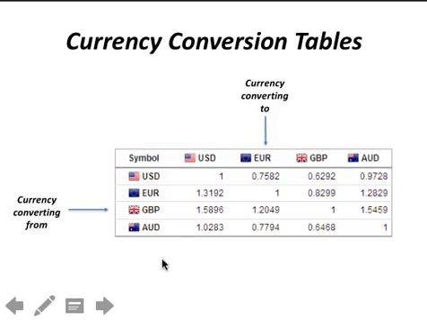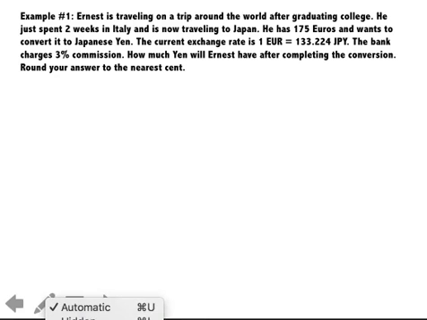And so let's say I was trying to convert my Great Britain or English pounds to euros, then I would use this particular exchange rate right here. So I'd multiply my pounds by 1.2 to figure out how many euros I have. So now we're going to take some time to look at our first example. In this example it says Ernest is traveling on a trip around the world after graduating college. He just spent 2 weeks in Italy and is now traveling to Japan. He has 175 euros and wants to convert it to Japanese yen.